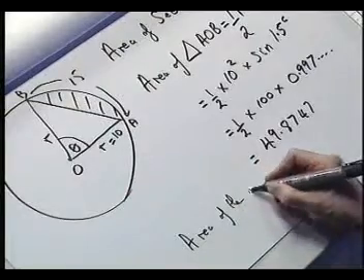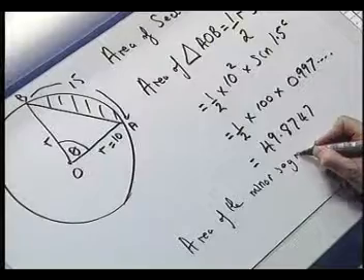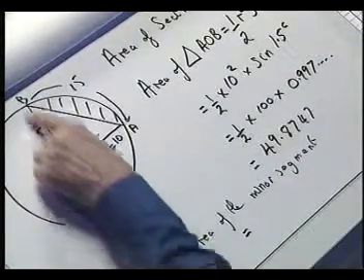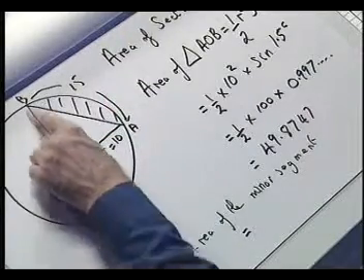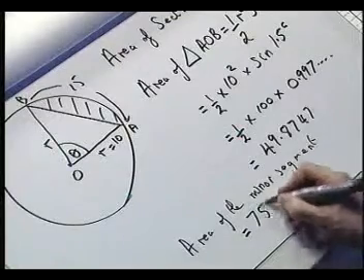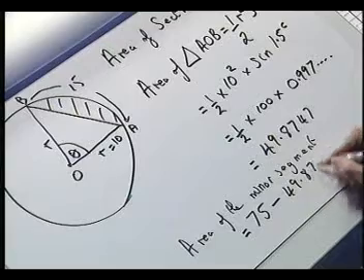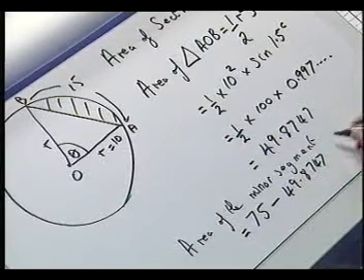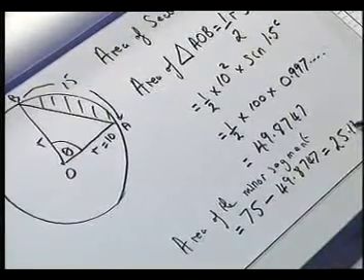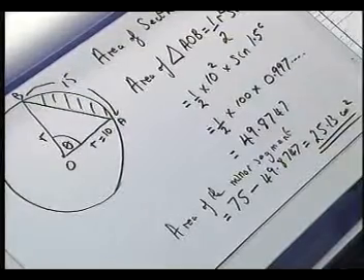And so our final answer, which we want, is the shaded area here, the area of the minor segment, and that's got to be the difference between the area of the sector and the area of the triangle. So that's 75, take away 49.8747, and to a suitable degree of accuracy, 2 decimal places, that's 25.13 centimetres squared.